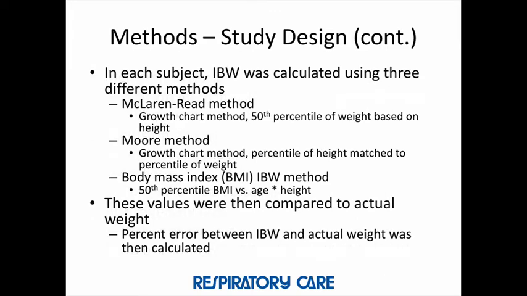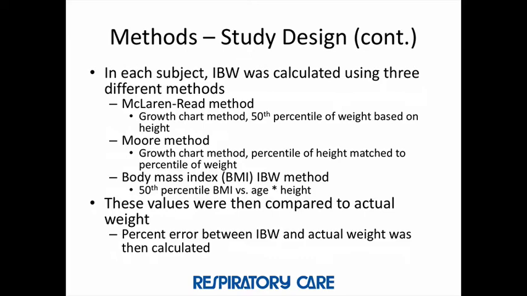And so what they did for the study was that they calculated ideal body weight using 3 different methods for each of these 58 subjects based on their reported actual weight and actual height in the chart. The 3 methods they used are the McLaren-Reed method, the Moore method, and the body mass index ideal body weight method. The McLaren-Reed method is a growth chart method where they determine the 50th percentile of weight based purely on the patient's height. The Moore method is another growth chart method where they determine ideal body weight by looking at the percentile of height of the subject and matching that to the percentile of weight.